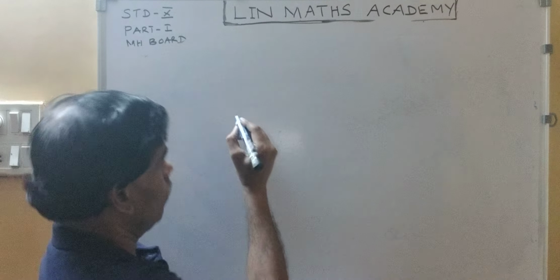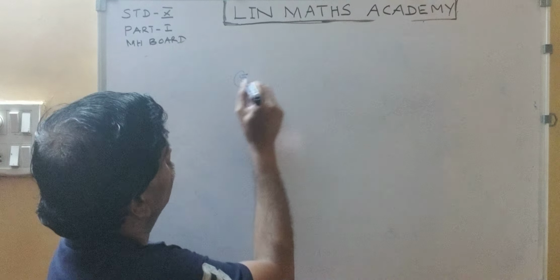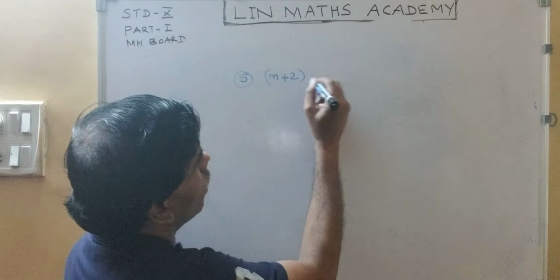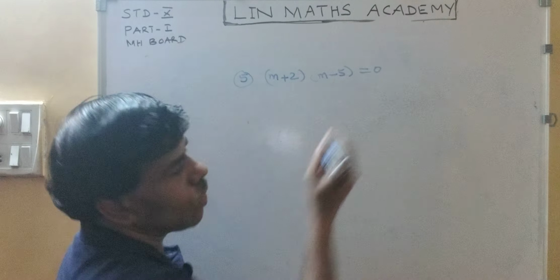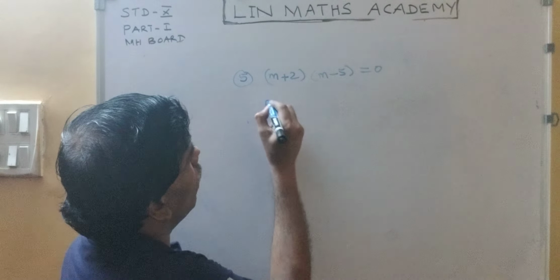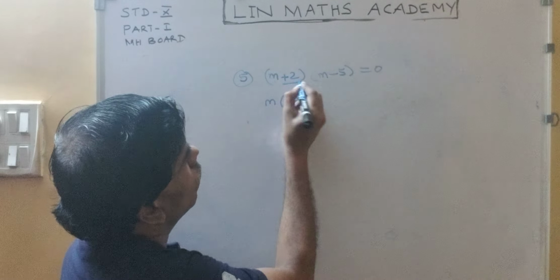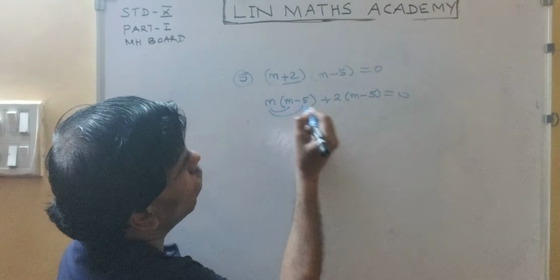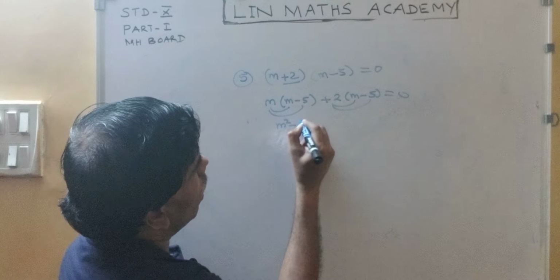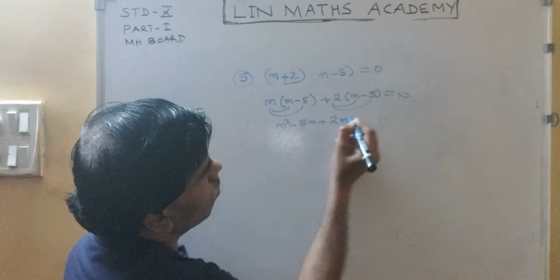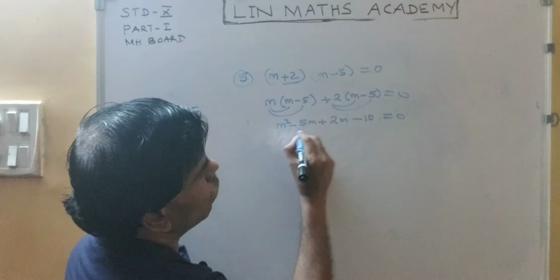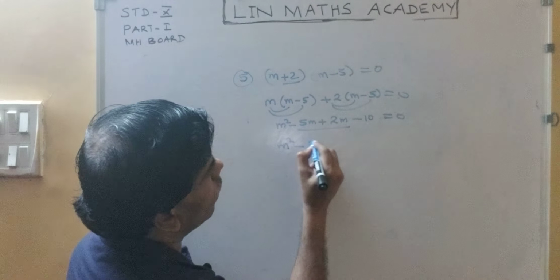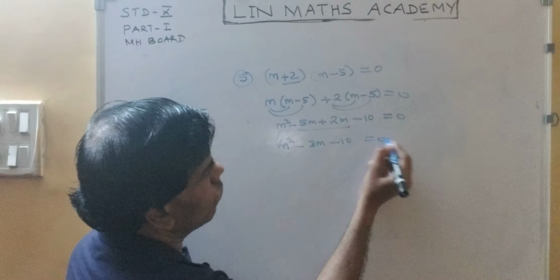Now, one more. m plus 2 into m minus 5 equal to 0. So we will simplify it first. So m into m minus 5 plus 2 into m minus 5 equal to 0. So m square minus 5m plus 2m minus 10 equal to 0. Like terms we have written together. So write down m square minus 3m minus 10 equal to 0.